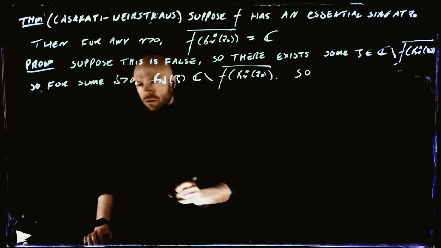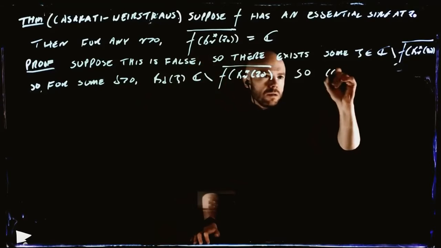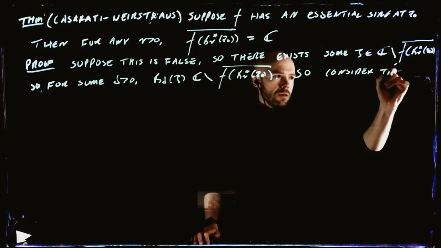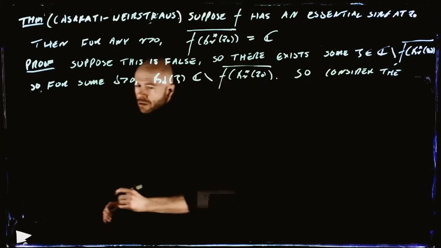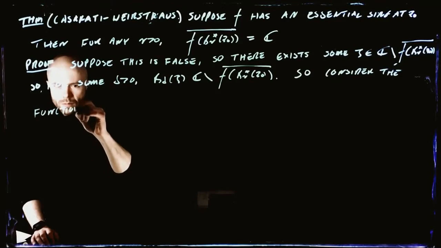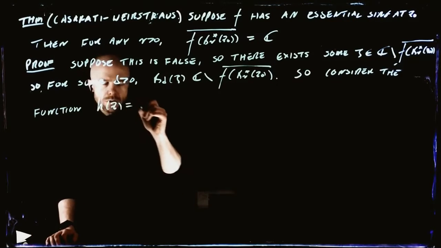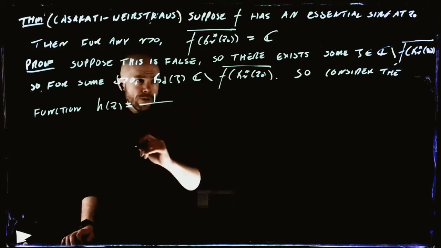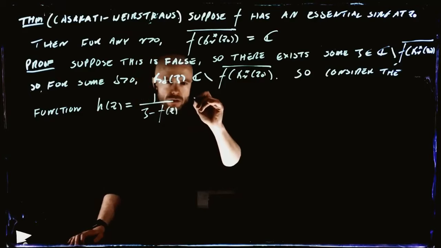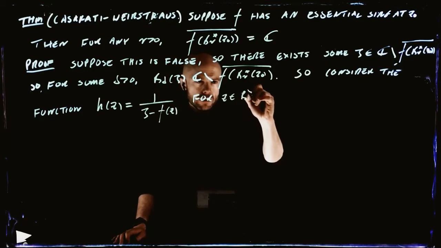So consider the function, say h of z, which is equal to 1 over zeta minus f of z, for z inside this punctured ball.